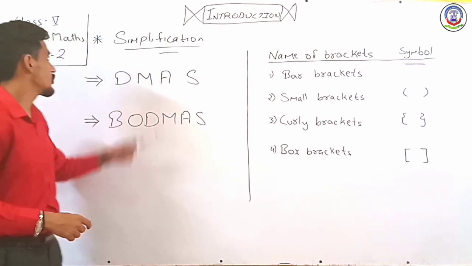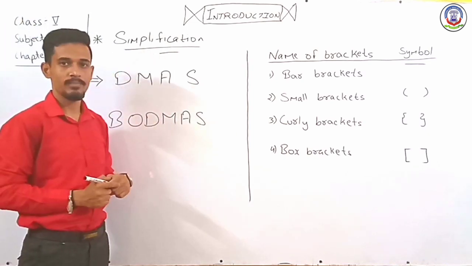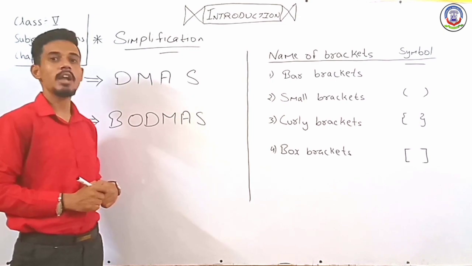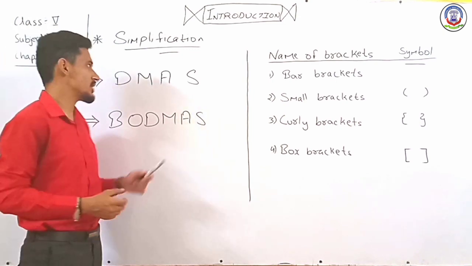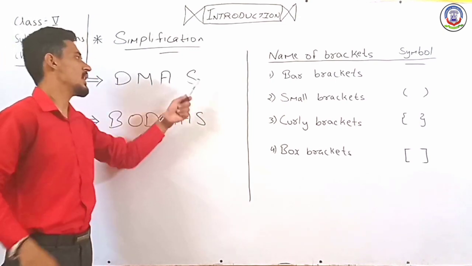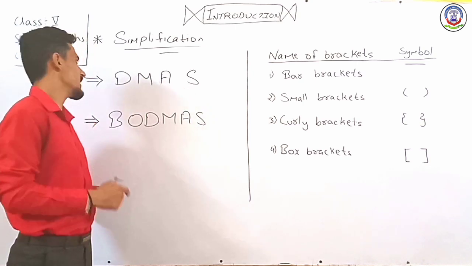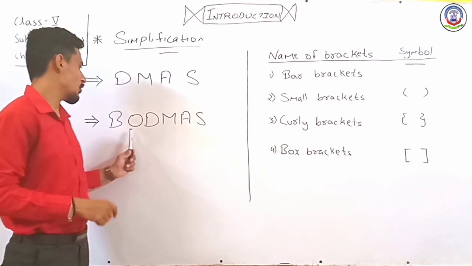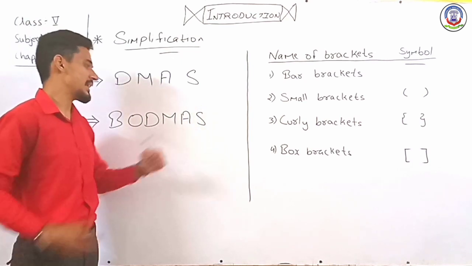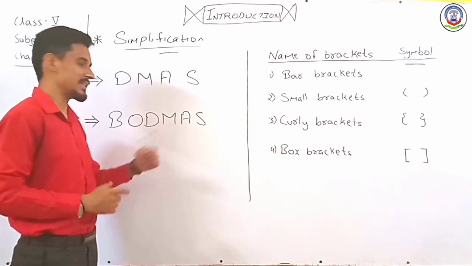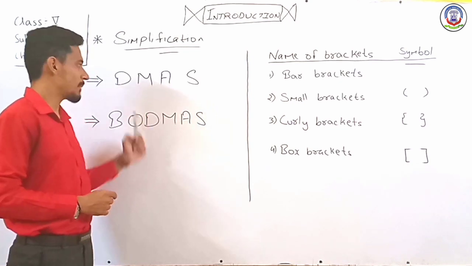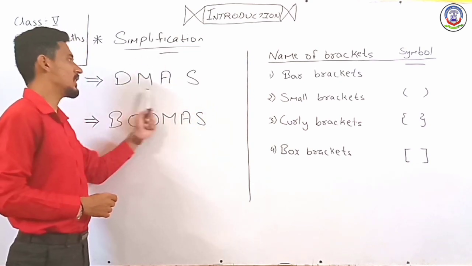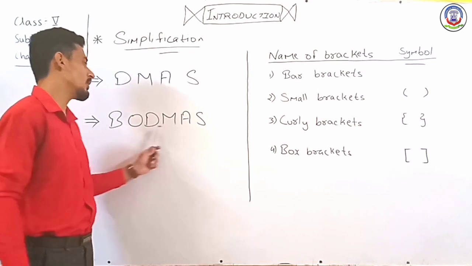Now our next topic is simplification. In simplification there are 2 types of sums. First type is DMAS, and the other type is BODMAS. तो हम लोग के 2 टाइप के सम्स होते हैं सिंप्लीफिकेशन में. फर्स्ट होता है DMAS, सेकेंड होता है BODMAS.